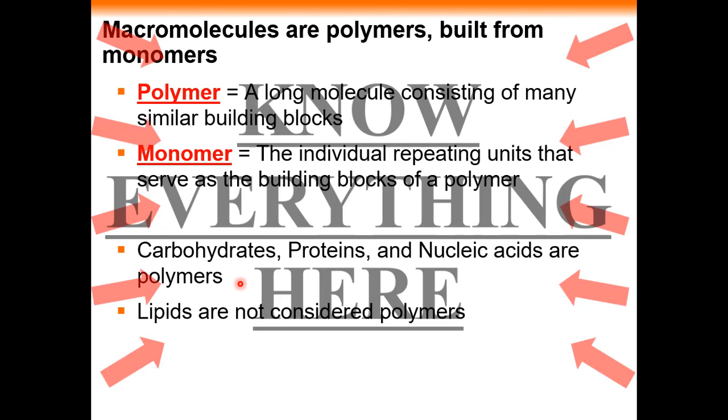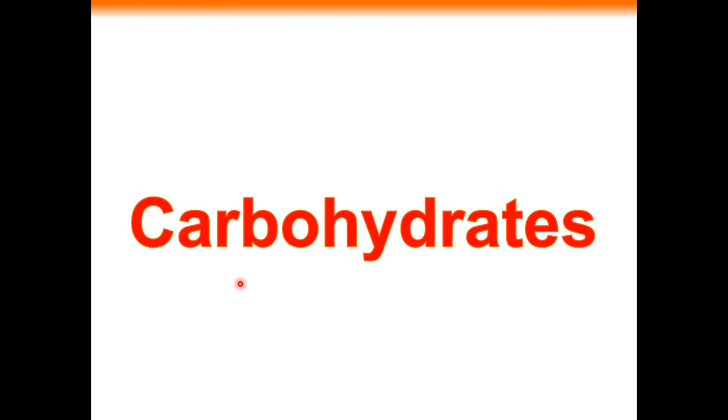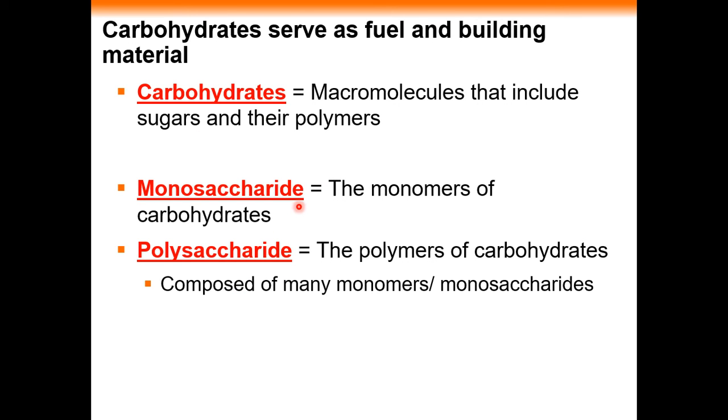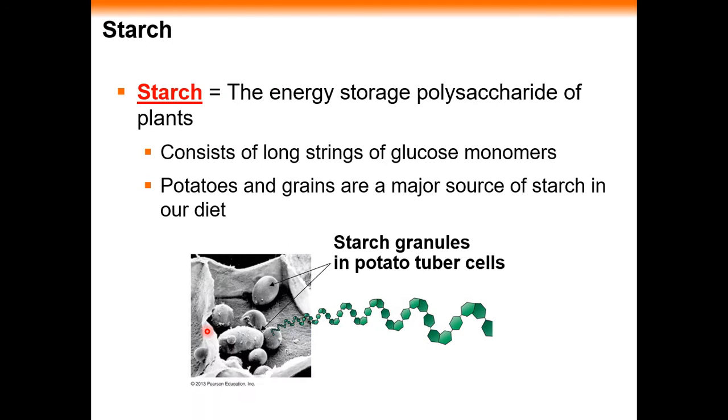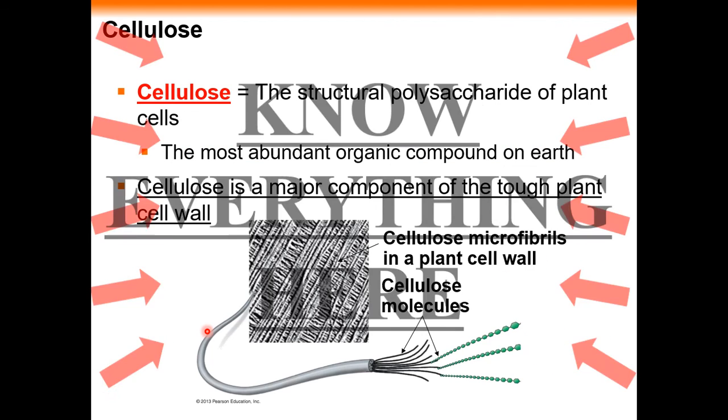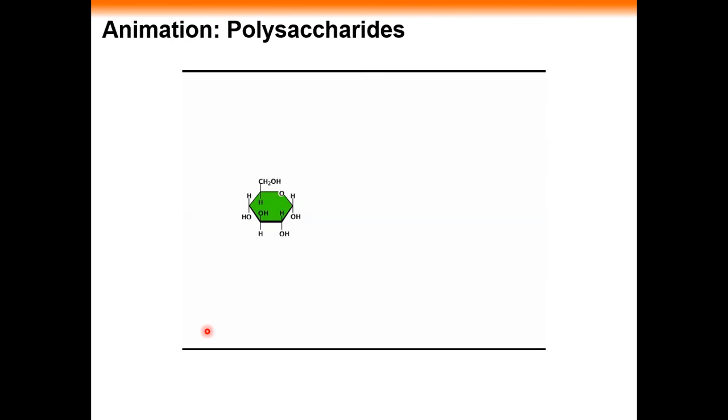We're only going to get to carbohydrates, which we talked about. The monomers of carbohydrates are monosaccharides. Can you remember any monosaccharide names? Glucose, fructose, and galactose, right? Combine those, and you get disaccharides like lactose, maltose, and sucrose. And then you put a bunch of these monosaccharides together, and you get polysaccharides like starch, glycogen, and cellulose.